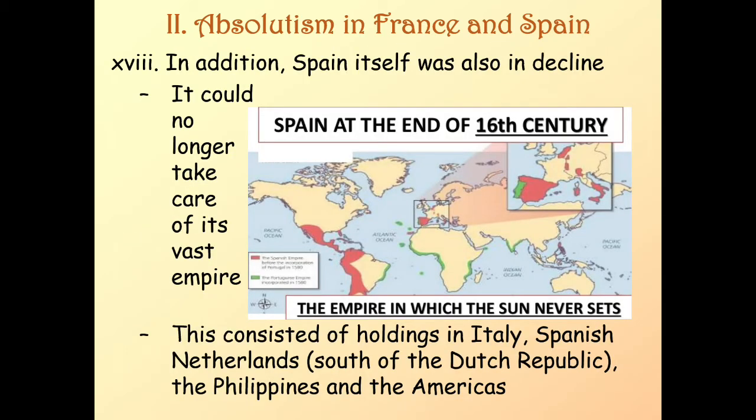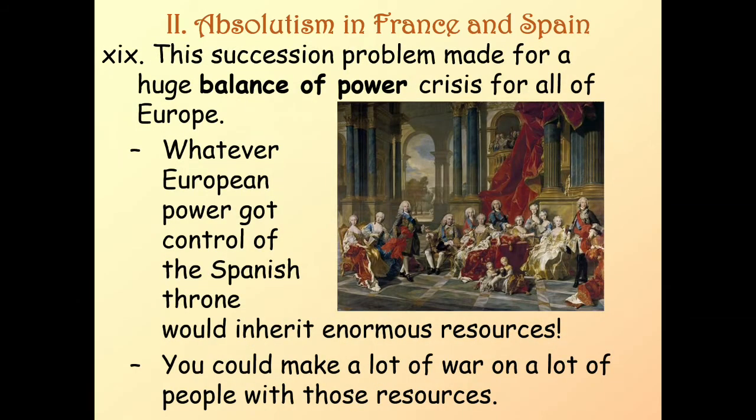In addition, Spain itself was also in decline. It could no longer take care of its vast empire. And this empire consisted of holdings in Italy, Spanish Netherlands, the Philippines, the Americas. And so this succession problem made for a huge balance of power crisis for all of Europe. Whatever European power got control of the Spanish throne would inherit enormous resources. You could make a lot of war on a lot of people with those resources.